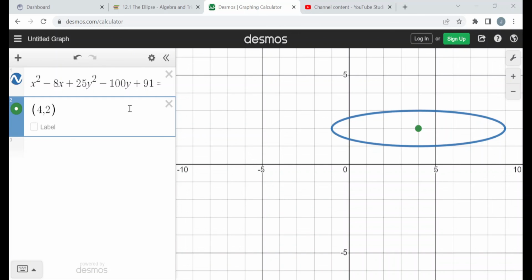And look at that. You see 1 unit above, there's (4, 3). That was one of the co-vertices I wrote. (4, 1). And then 5 units right, got (9, 2). 5 units left of center, there's (-1, 2). Right? The same vertices that I wrote. So I would have drawn all that and drawn a rough sketch of this ellipse myself.